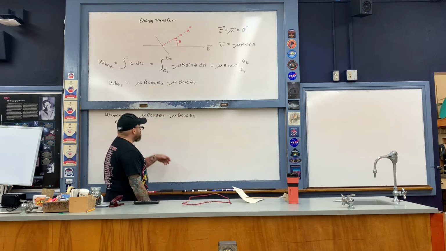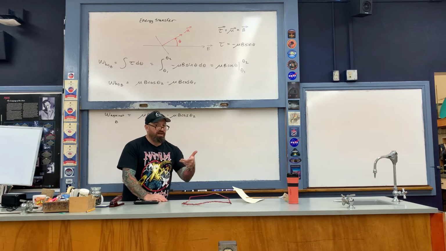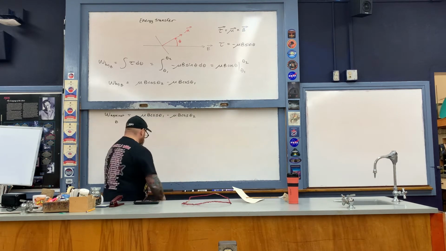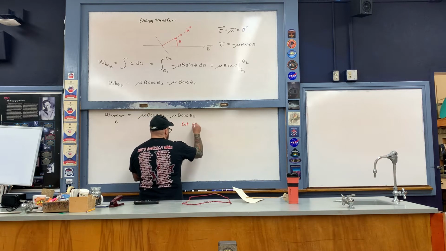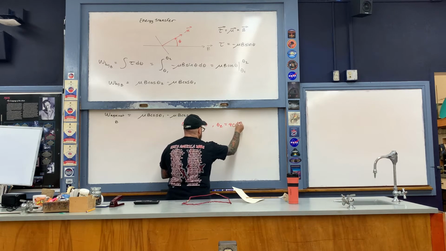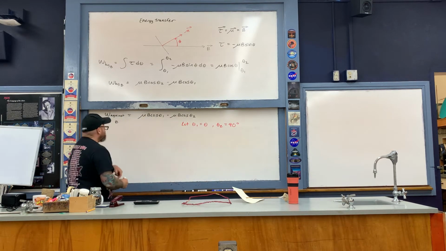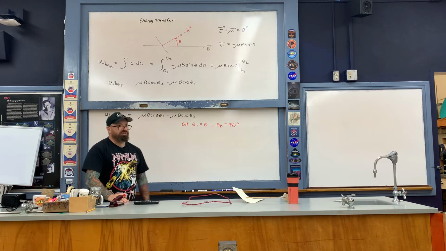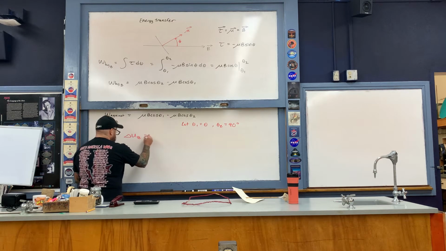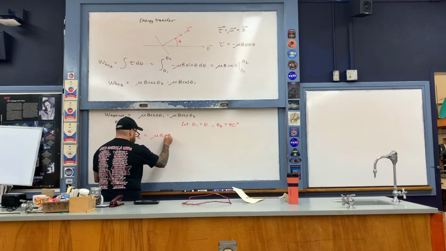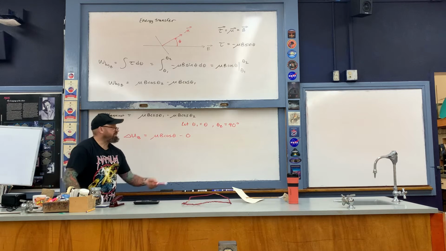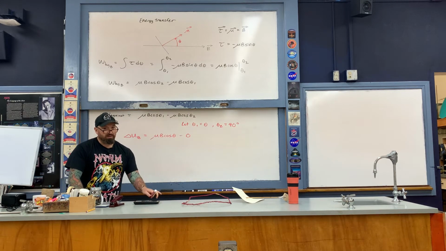So now what I'm going to do is let theta 1 just be some angle theta, and then we're going to say specifically that theta 2 is equal to 90 degrees. Okay, therefore the work against the B field, which is now the change in magnetic potential energy, like so, is going to be the following. Once again, cosine of 90 degrees for theta 2 is equal to 0.